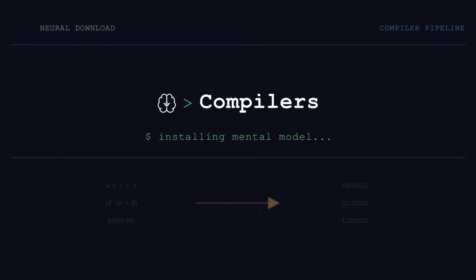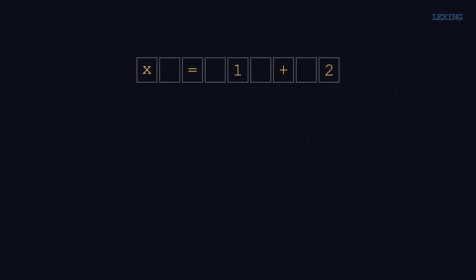Installing mental model for compilers. You type x equals 1 plus 2. To you, that's a simple assignment. To your computer, it's just a string of characters: x space equals space 1 space plus space 2. Raw text. No meaning at all.